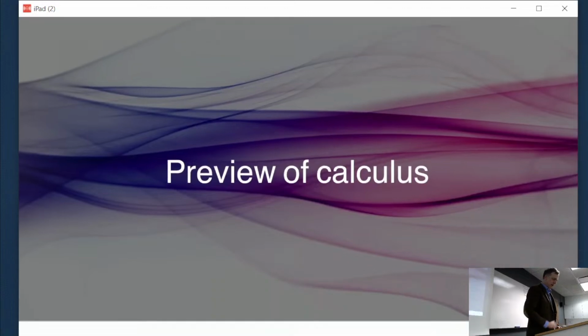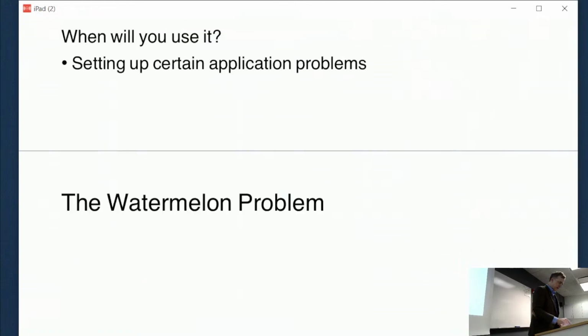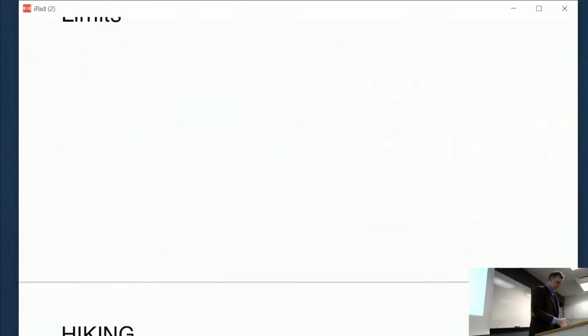Finally got it. Preview of calculus. So this won't be quite as exciting because it won't build like the other one did, but that's all right. I can write on it now. Okay, so back to trig. We already talked about that. The watermelon problem.